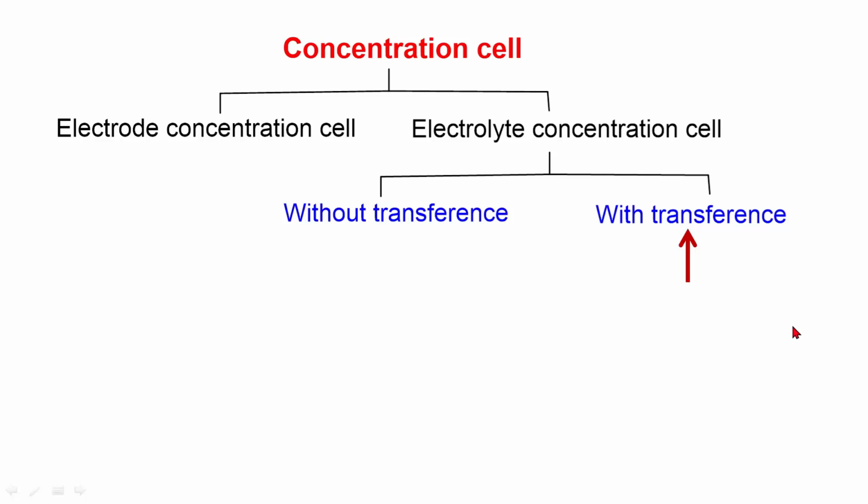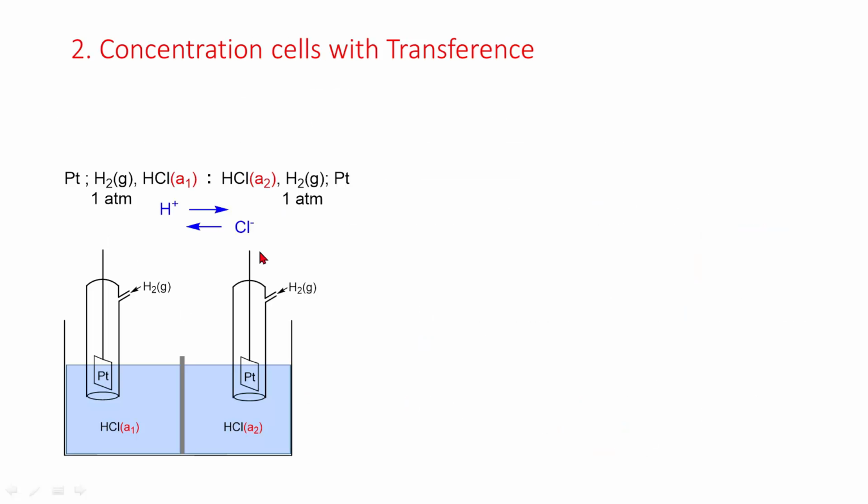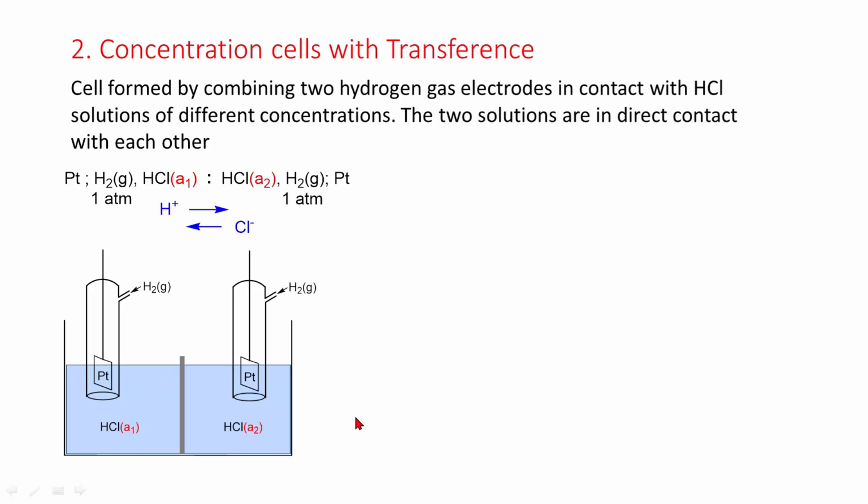Now we will consider concentration cell with transference. Example is two hydrogen electrodes with HCl at different activity in direct contact with one another. This is a concentration cell with transference. The cell is formed by combining two hydrogen gas electrodes in contact with HCl solutions of different concentrations. The two solutions are in direct contact with each other.